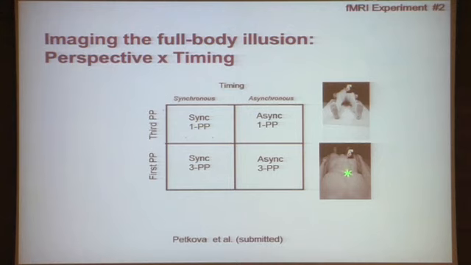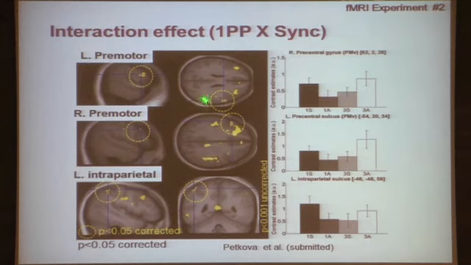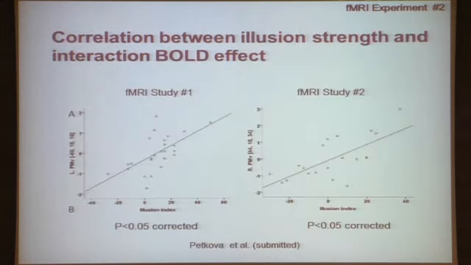In this experiment, she changed the orientation of the mannequin, first-person perspective, or third-person perspective, where you look at the mannequin like a different person. Synchrony, asynchrony, she got the same results. Activity in the bilateral premotor cortex and interparietal cortex, where these multisensory neurons exist. Significant interaction. And the stronger the activity in these areas, the stronger the person told us after the experiment that, yes, the mannequin really felt like my body. Again, a correlation between introspective perception, if you like, and activity that we can measure with fMRI.